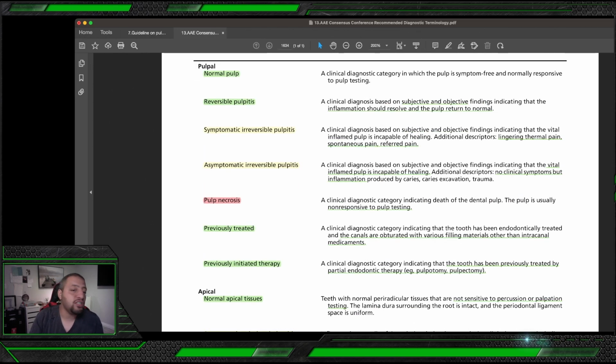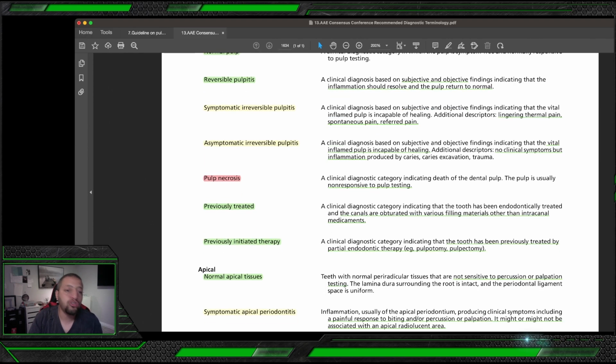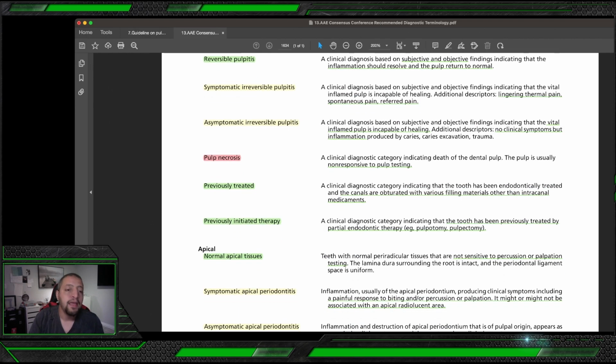And finally, if patient didn't go to the dentist, the pulp will be dead, clinically dead, which means non-responsive to pulp testing. And then if the patient comes to the office and you try to do some root canal treatment for him and you give him intracanal medication, this will go to the category of previously treated. That means you initiate the root canal treatment and the canals are obturated with various filling material other than intracanal medicament. And then previously initiated therapy.